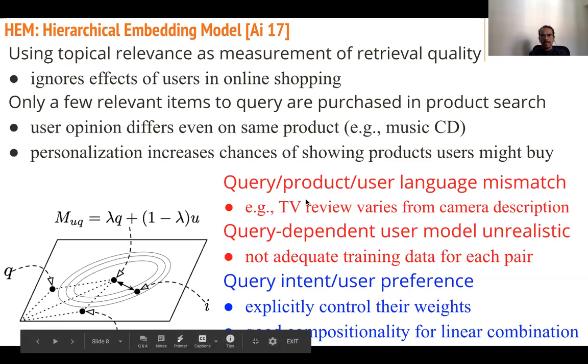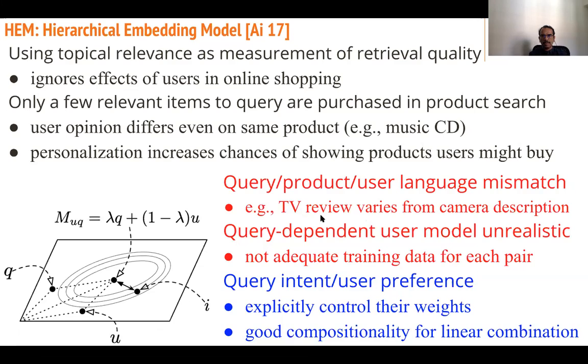So what's the technical challenge? There is this query, product, user language mismatch. As an example, a TV review varies from a camera description. A query dependent user model is unrealistic though, because there's not adequate training data for each pair.